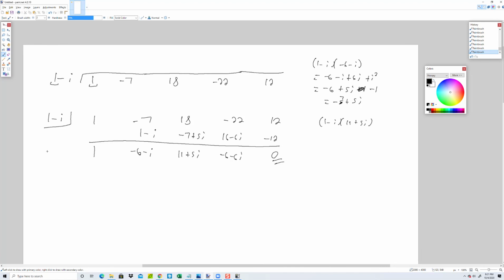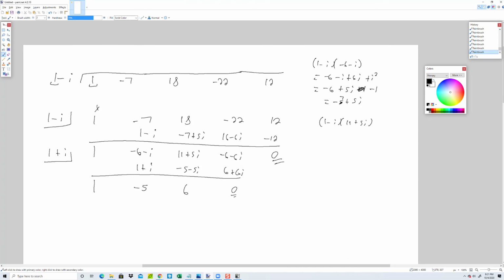If 1 minus i is a 0, then 1 plus i is a 0. They come in pairs. So I'll add, multiply. 1 plus i times 1 is 1 plus i. Negative i plus i cancels. Negative 6 plus 1 is negative 5. Negative 5 times 1 plus i gives us negative 5 minus 5i. 5i minus 5i cancels. 11 minus 5 is 6. 1 plus i times 6 is 6 plus 6i. And add those and I get a 0.